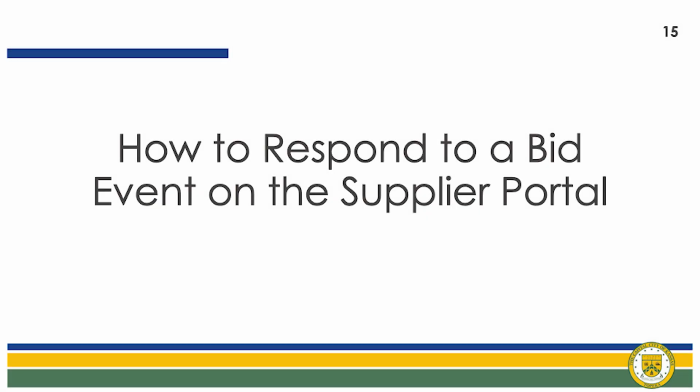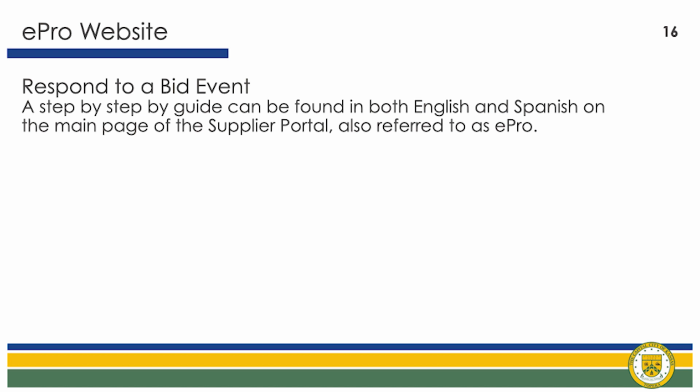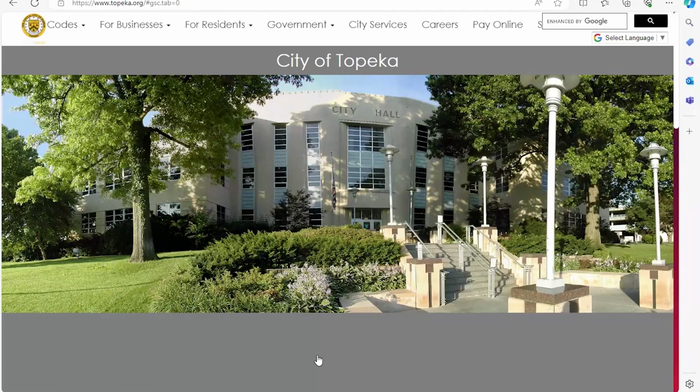In this video, the City of Topeka will show you how to respond to a bid event on the Supplier portal. In order to submit a bid to a City of Topeka bid opportunity, you will start at www.topeka.org, the city's home website.